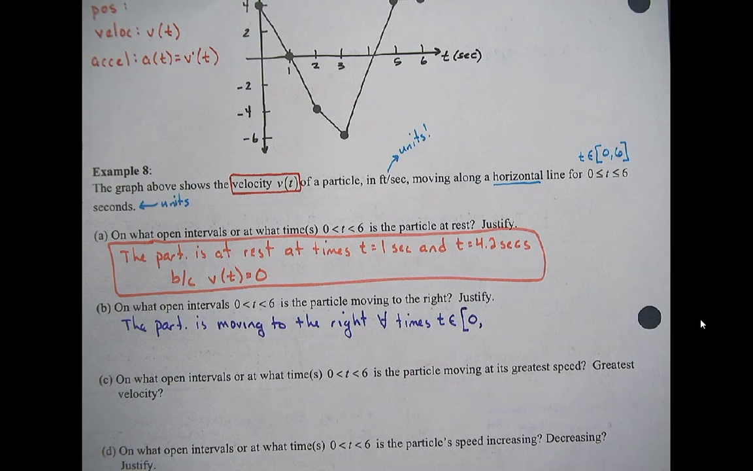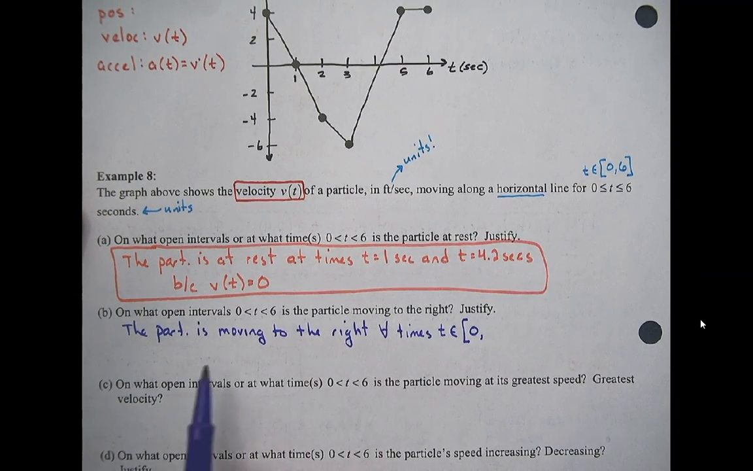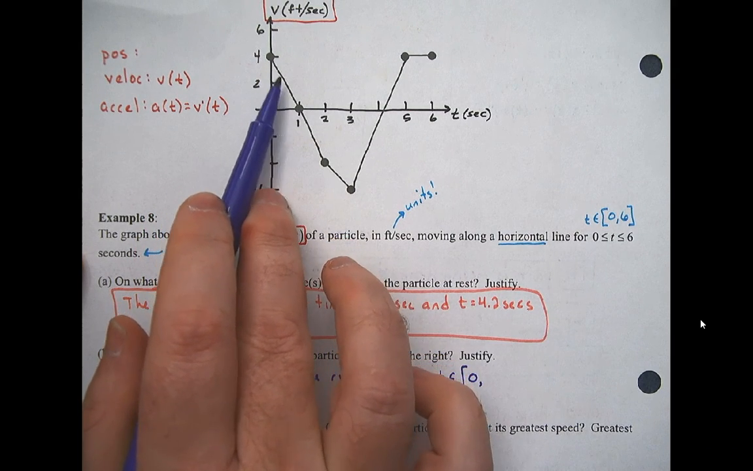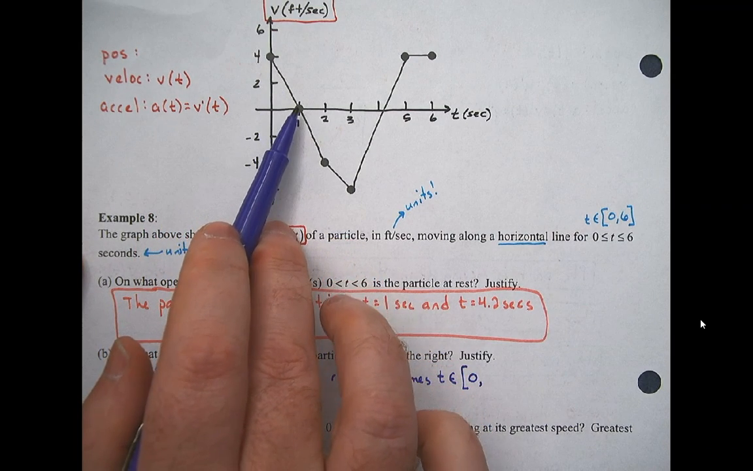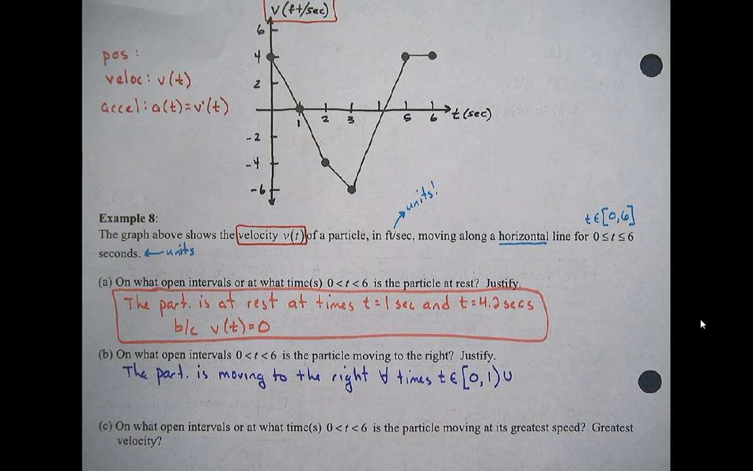Now before we didn't include the endpoints, but that's because our interval didn't include them. So we could ignore it. Here we've got to be a little bit more careful. Now our particle is moving to the right for all velocities that are positive. So this is positive, positive, positive, positive. And then at time equals 1, my velocity is 0. So I'm not going to include time equals 1 because that's a velocity of 0, which means it's not moving.